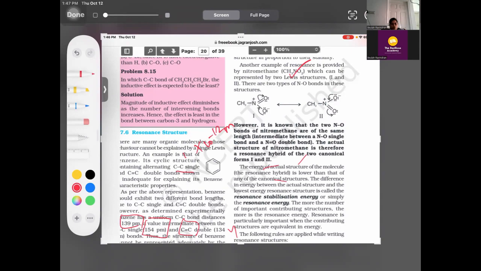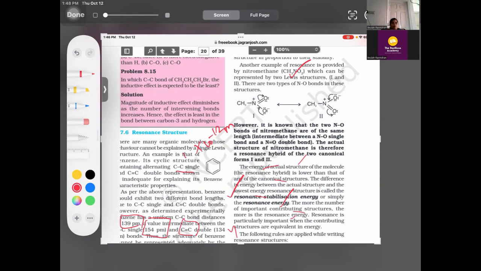Got it? So the difference in energy between the actual structure and the lowest energy resonance structure is called the resonance stabilization energy, or simply the resonance energy. The greater the number of important contributing structures, the more the resonance energy. It is particularly important when the contributing structures are equivalent in energy.